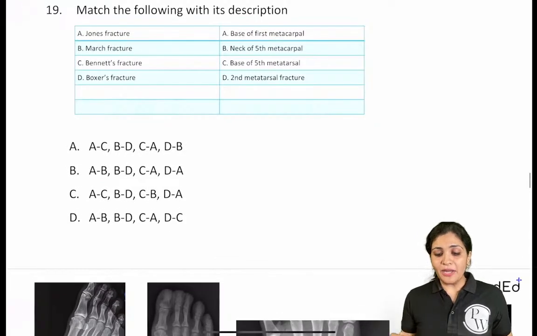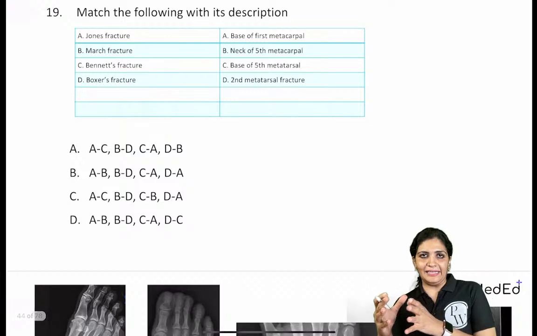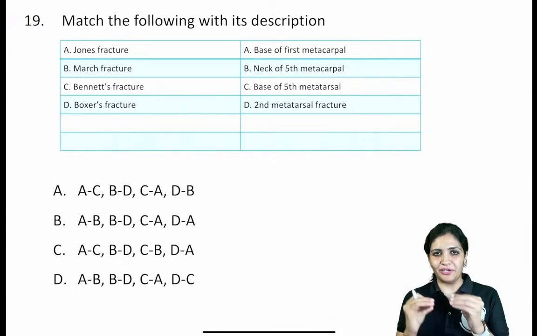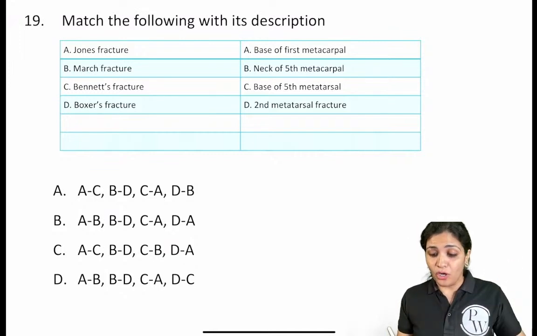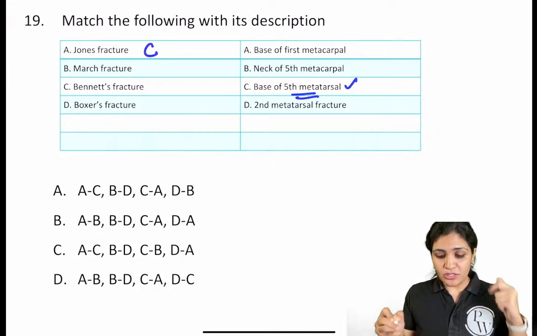Moving on to the next one, match the following with its description. There are certain fractures which have eponyms. You have to always remember that certain fractures are called by specific names. For example, your Jones fracture. The base of the fifth metatarsal is nothing but your Jones fracture, right?